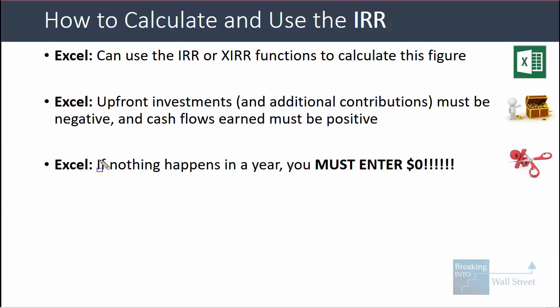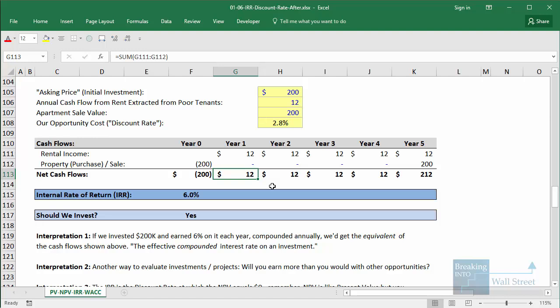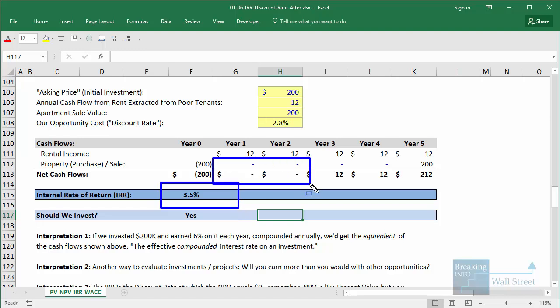Now, I mentioned this point about if nothing happens, you have to enter 0. As an example of why this is important, let's say that we just do not get rental income for the first 2 years. If we just delete that, the IRR remains at 6%, even though it doesn't really make any sense. We have less cash flow now, so the IRR should actually be less than 6%. To fix that, if we manually enter zeros right here, now we can see that we get to an IRR of 3.5%, which is a lot more realistic. We don't have that cash flow anymore, so the IRR must go down in this case.